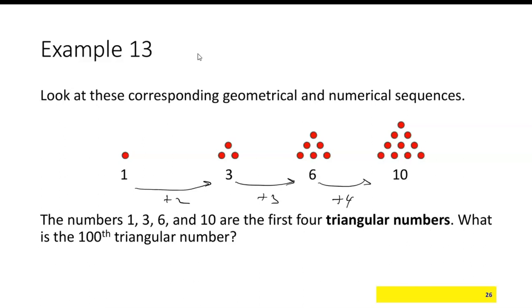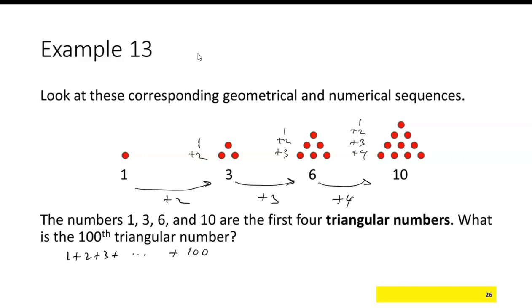Well, that would be what happens when you add the numbers 1, 2, 3, all the way up to, let's see, the first number you have 1 dot. The second number is 1 plus 2. The third number has 1 plus 2 plus 3. And the fourth number has 1 plus 2 plus 3 plus 4. So the 100th number will go up to 100.